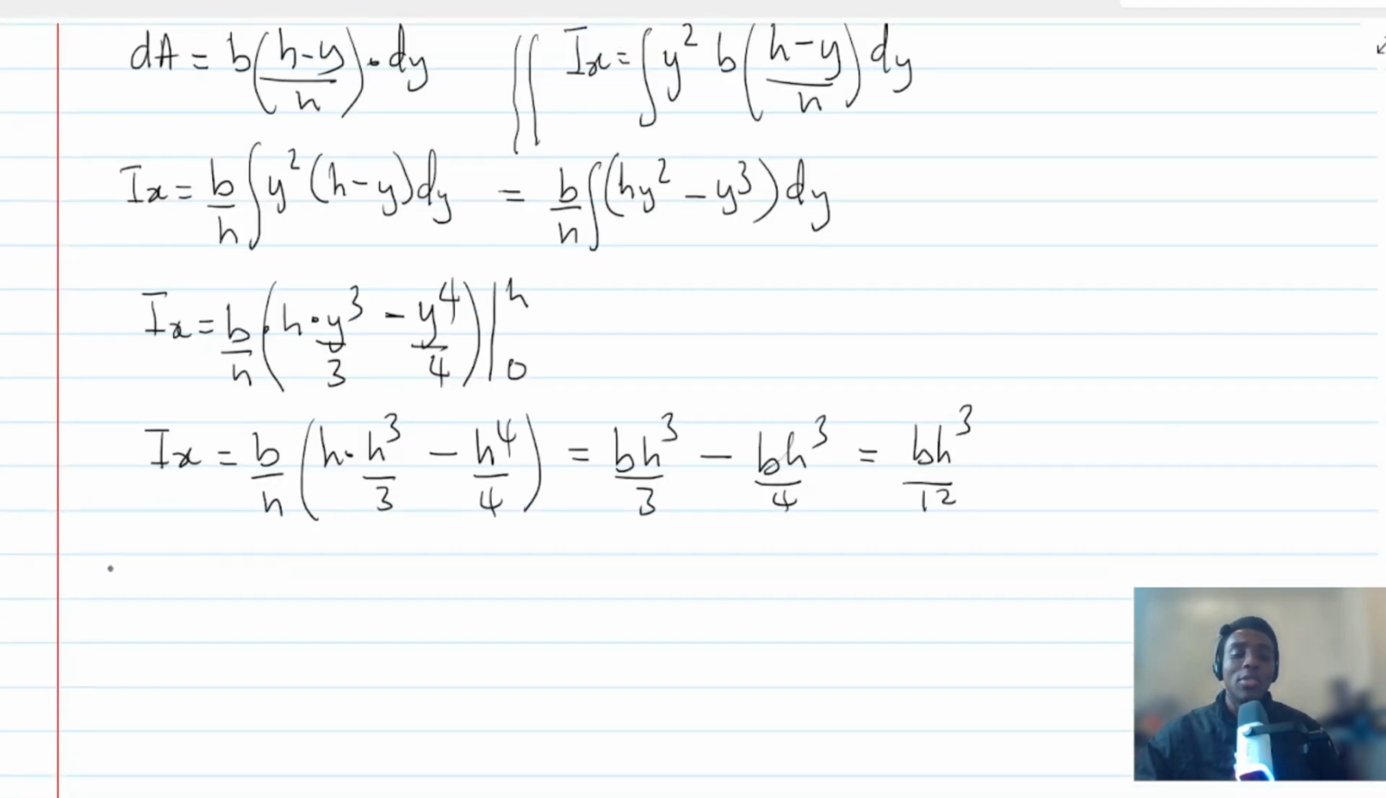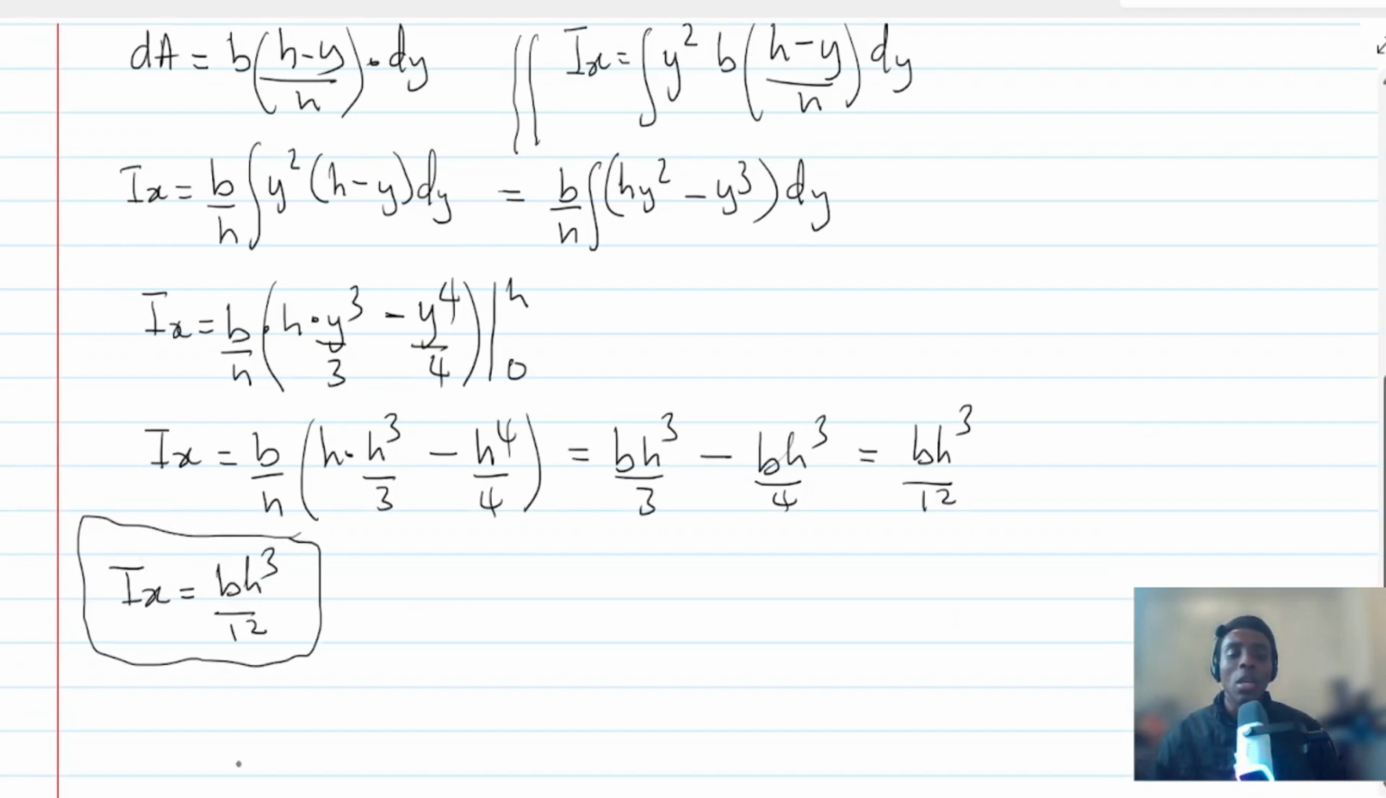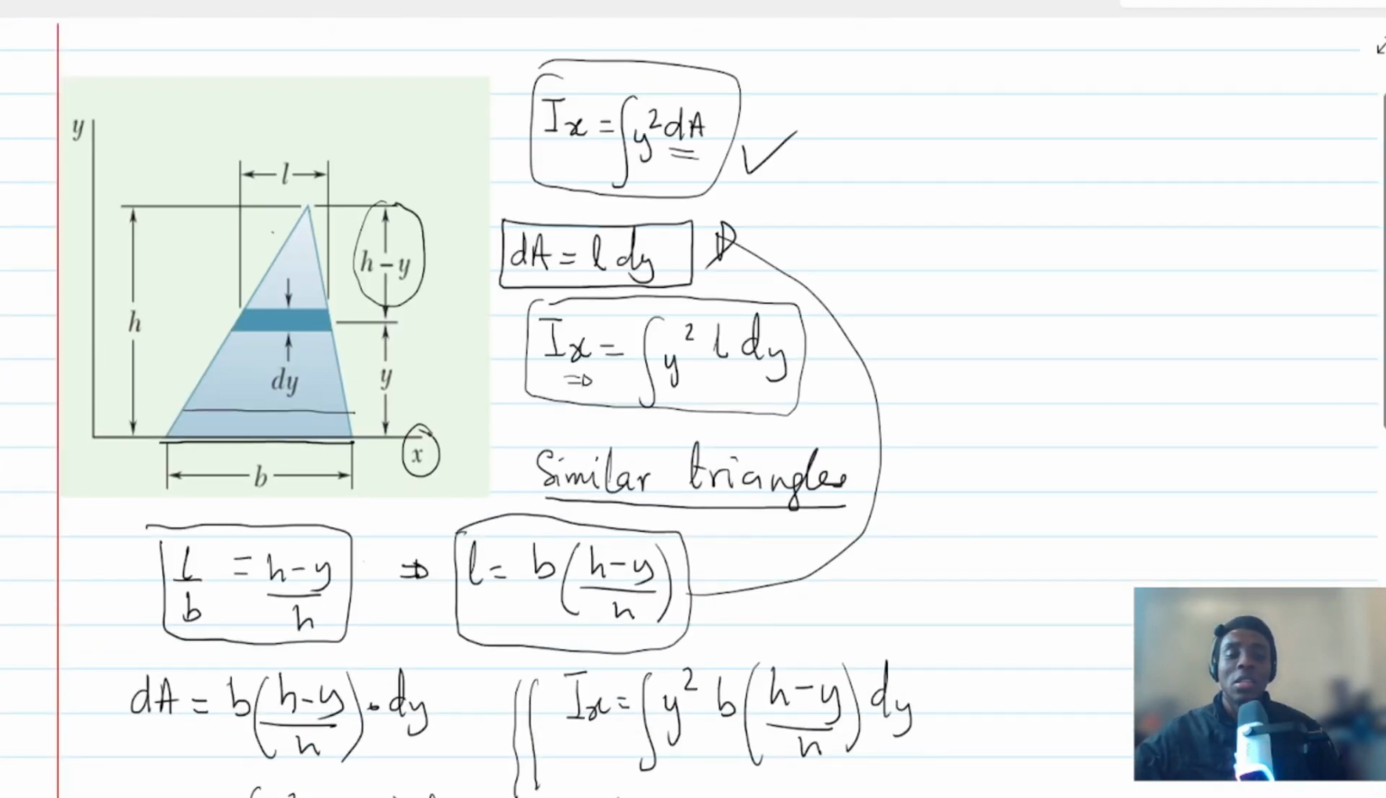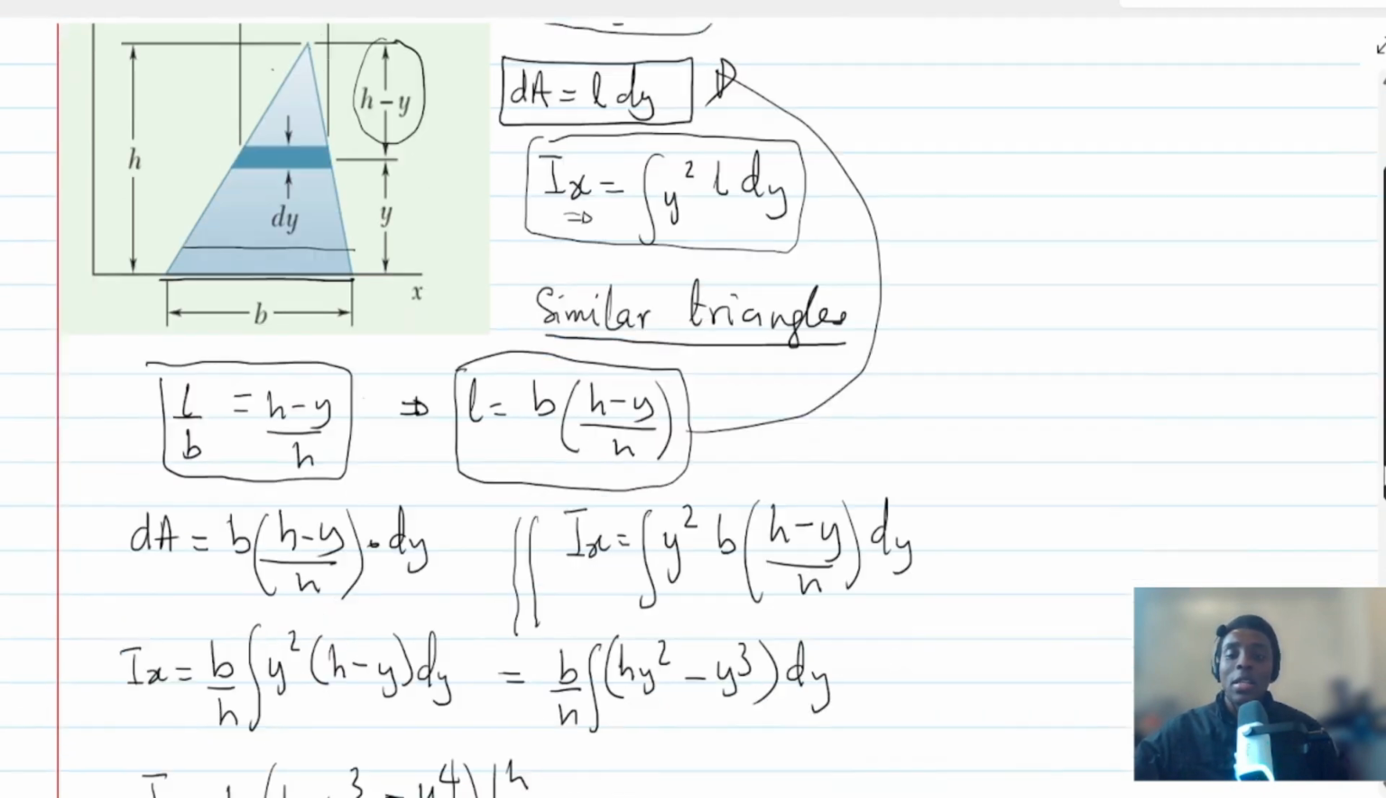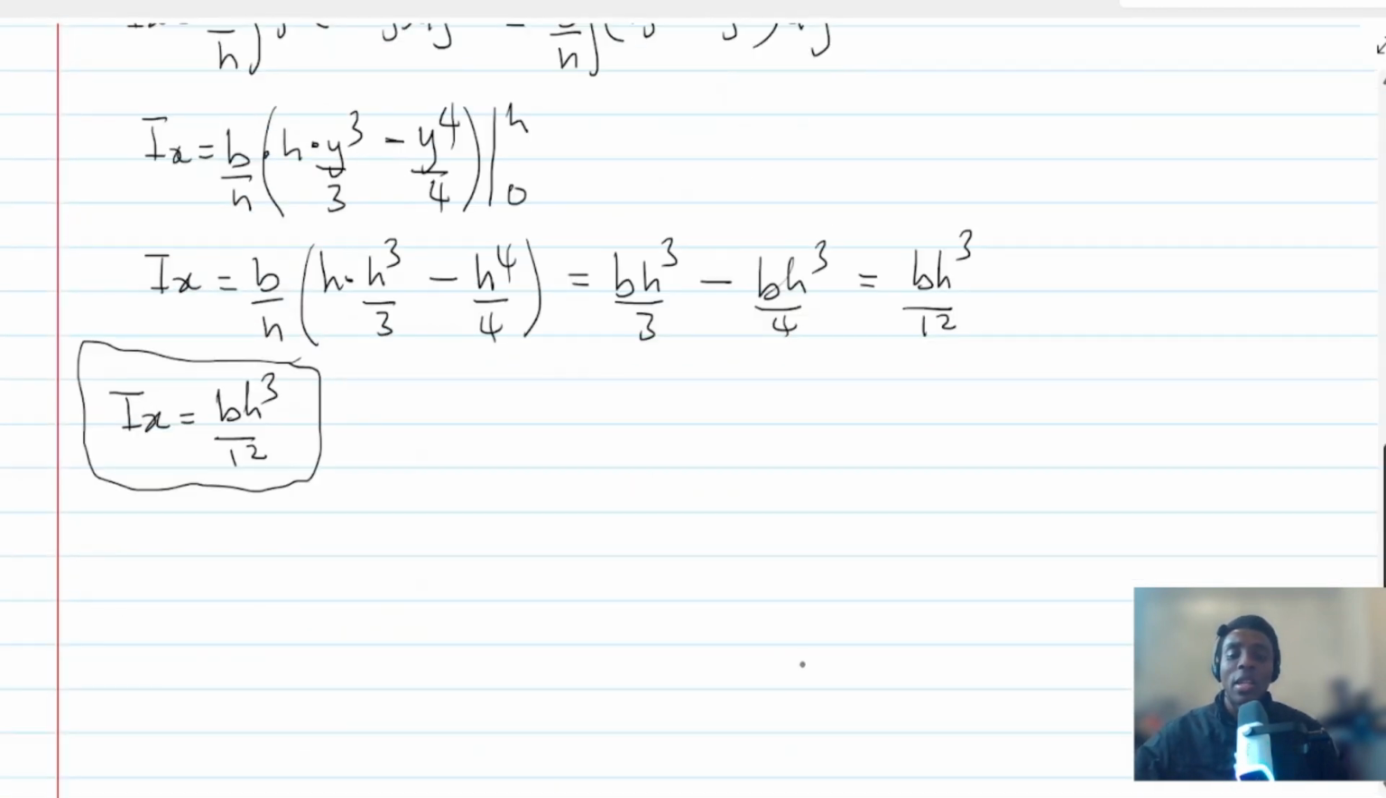So all that we are trying to say is that if I have a triangle, then the area moment of inertia about the x-axis, in this case about this axis, is actually given by bh cubed over 12. So that's all what we were trying to say. Now let's do something important here, and let's try to find about the centroid.